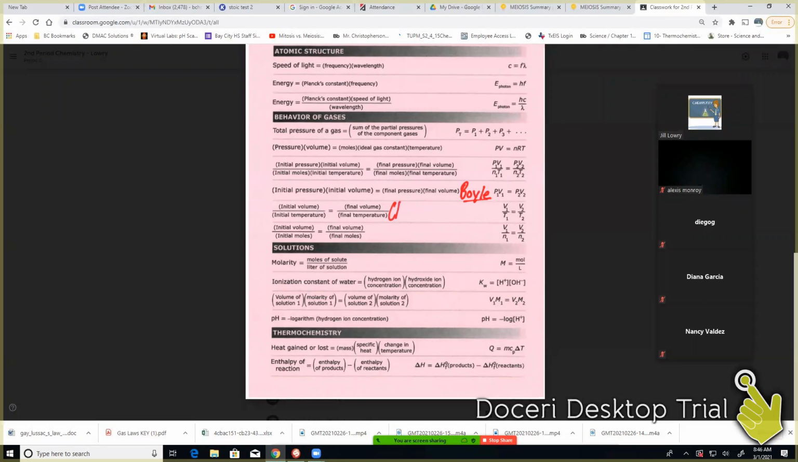And this next one, although it looks different, is Charles's. And I'm going to take it out of the fractions. It was originally derived in those fractions, but you can take it out easily. It's a little bit harder if it's in fractions. So V1T2 is equal to V2T1.